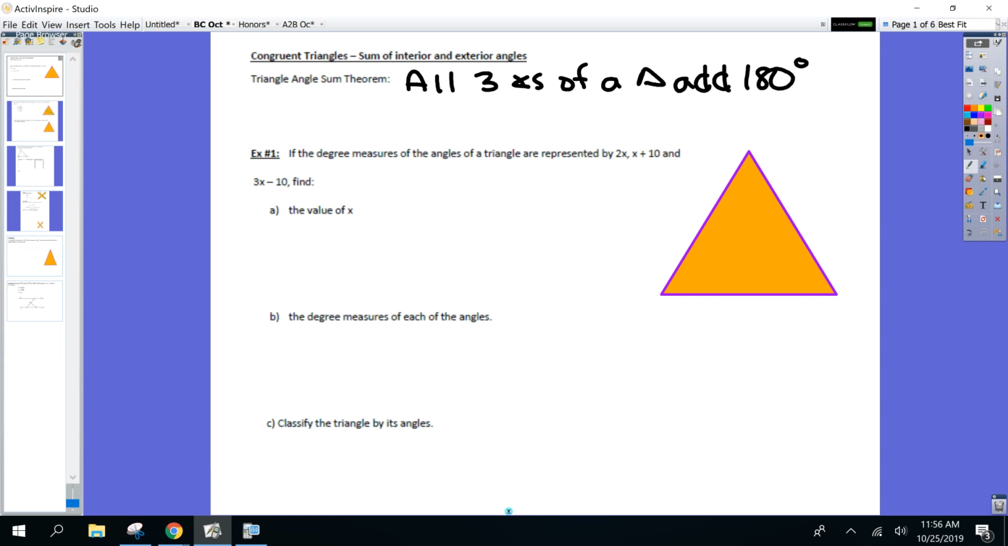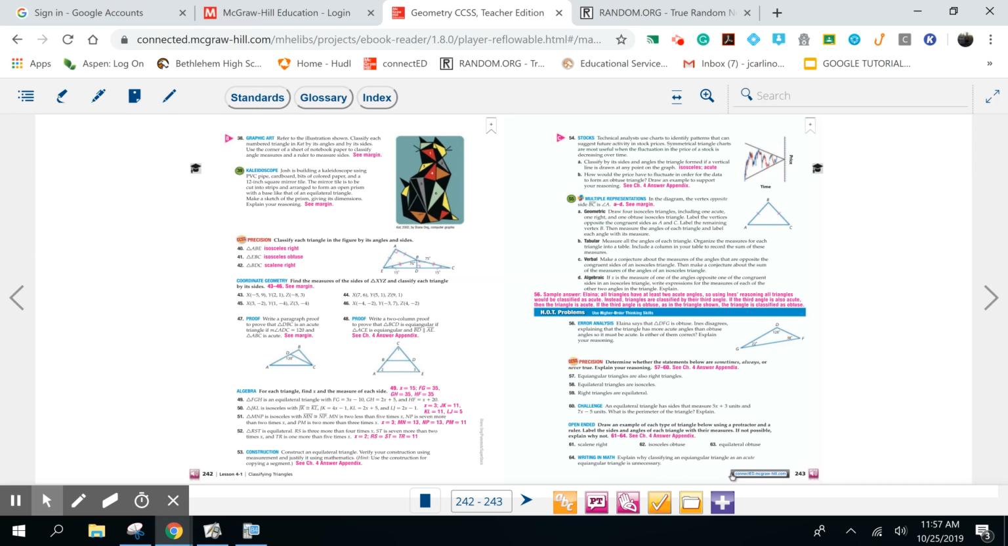Basic problem here on example 1, I've given you all three angles. Find x and all the angles. If you want to draw a diagram, you can. If not, that's fine too. One of the angles is 2x. Next angle, x plus 10. And final angle, 3x minus 10. I just need one person to set up an equation for me to solve for x.